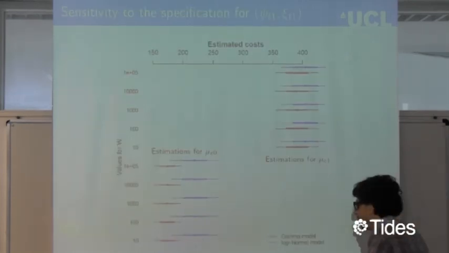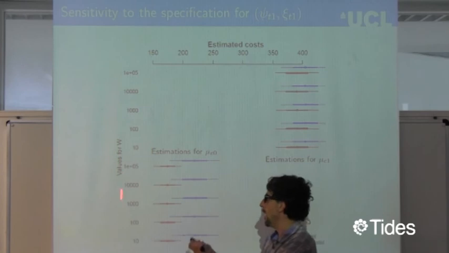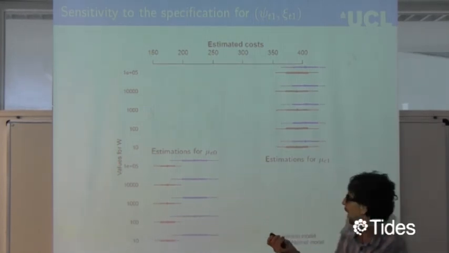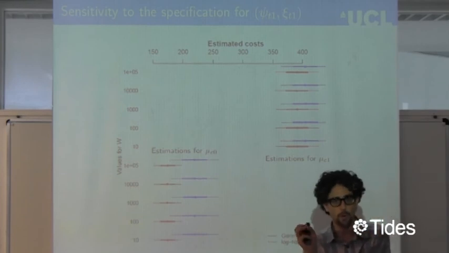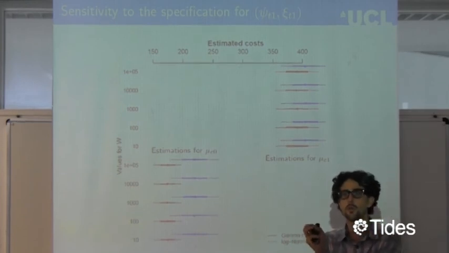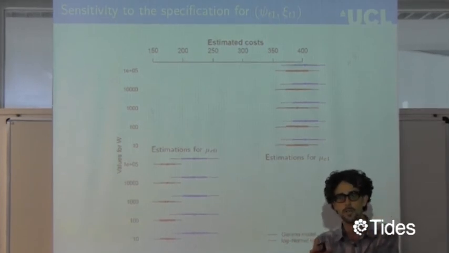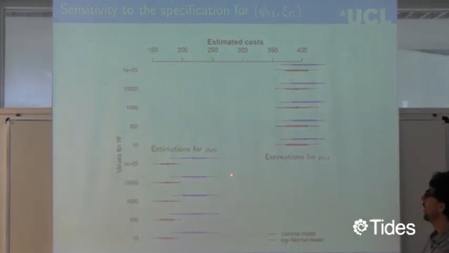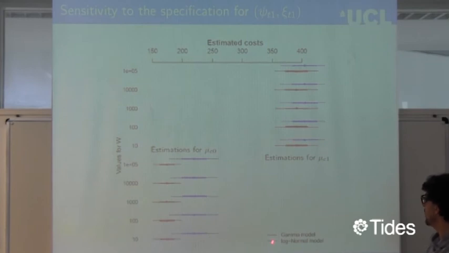The second point I wanted to make is that, as I said, I've done some sensitivity analysis to the value of these parameters, capital W. So the thing that I'm using to make sure that in the null population the cost is actually estimated to be 0. Now, these are the estimation for the gamma model and the log normal model.